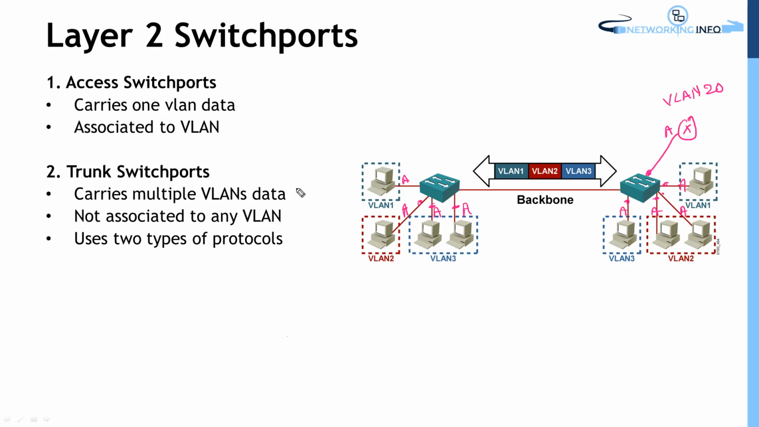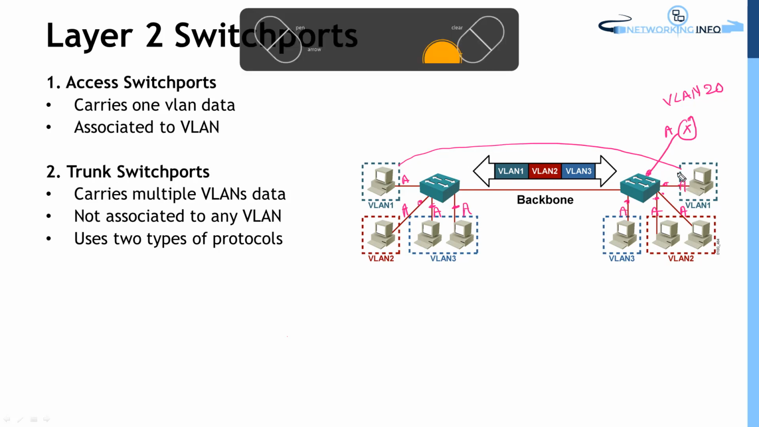The trunk switch port's responsibility is to carry these VLANs data from one switch to another switch. So if I say I want to send data from VLAN 1 to VLAN 1, what I need is a separate physical cable between these VLANs, or here I can make a connection to make communication between these.